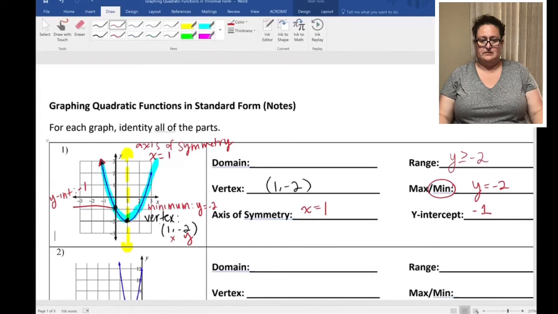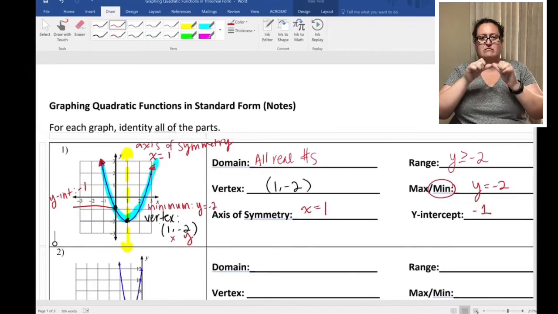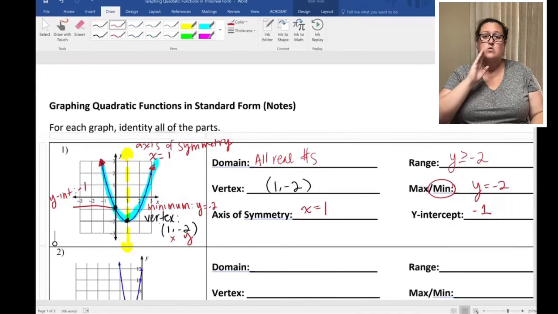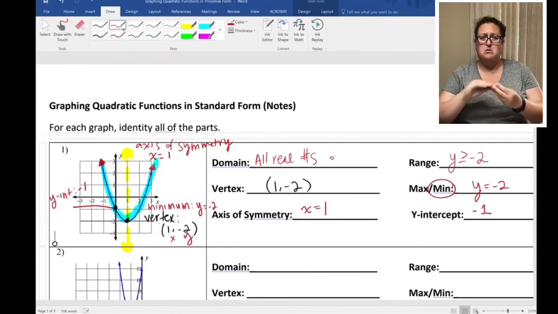The domain is going to be all real numbers, because if you look at your x values, notice how the end behaviors show that our graph goes all the way towards infinity. Hence, since there's no beginning and there's no end, our domain is going to be all real numbers. You can write out all real numbers, or you can also write it out in interval notation, which is -infinity to infinity.